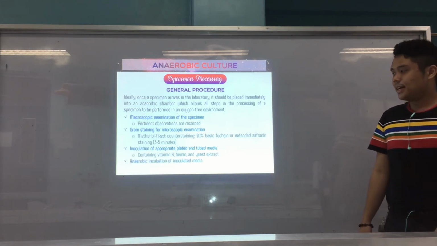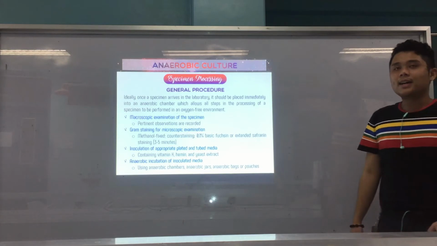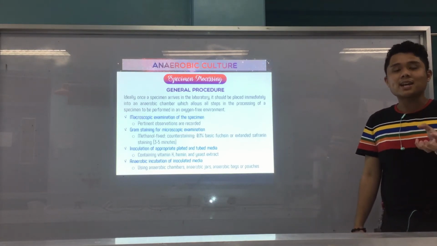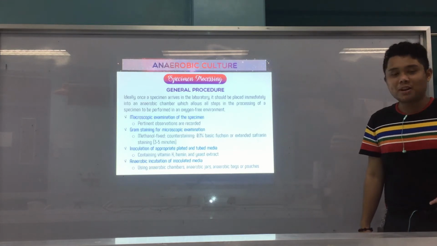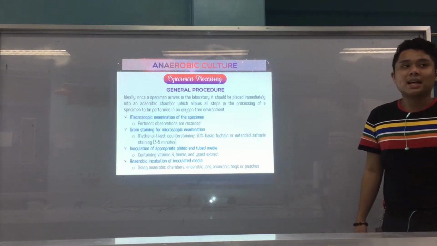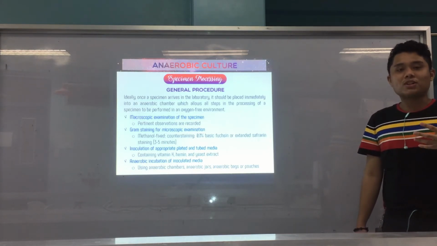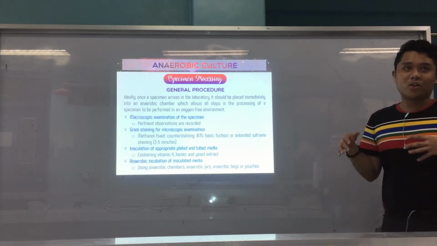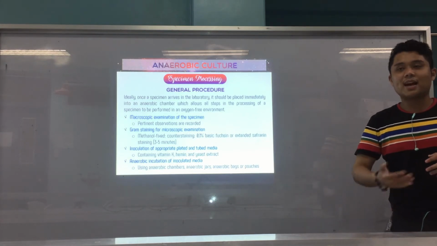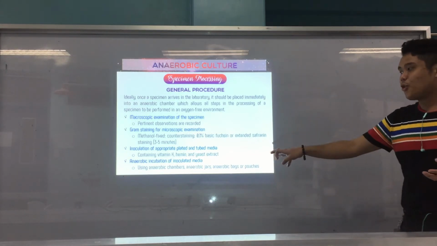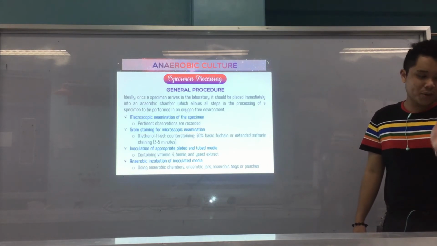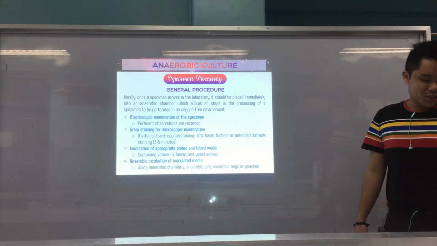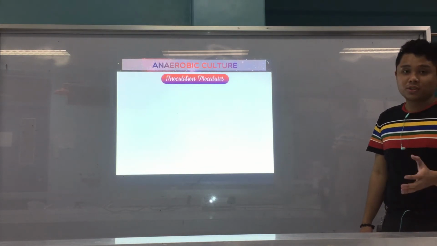And anaerobic incubation: since we need to maintain an environment that is free of oxygen, it has its own incubation specifications or requirements. It is not the same as our normal incubation, because our normal incubation contains a lot of oxygen. For anaerobic culture, the incubation must have no oxygen. We'll go into that later. First we'll go into the inoculation procedures.